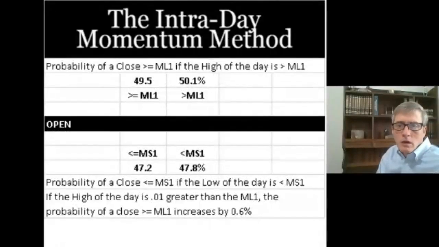So I decided to determine what would happen if I calculated this and said we have to have a high of the day that is greater than the ML1. Not just at or above, but greater than. What I found was that we got a 0.6% chance increase that we would have a close at or above that level. The same thing to the downside. What if the low was not MS1 or lower, but lower than MS1? The probability of a close less than MS1 increased 0.6% as well, from 47.2 to 47.8.